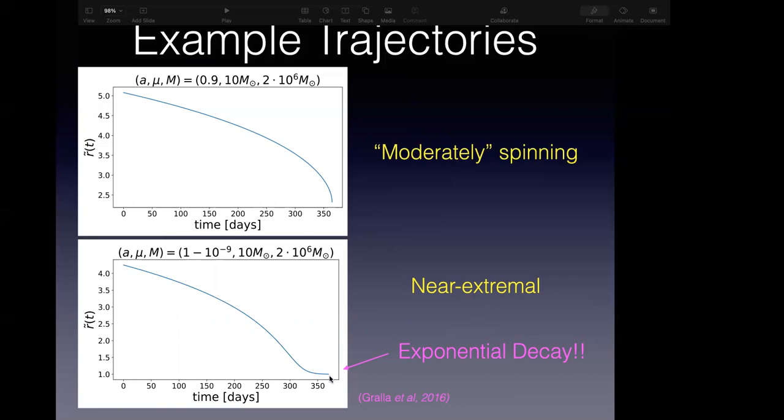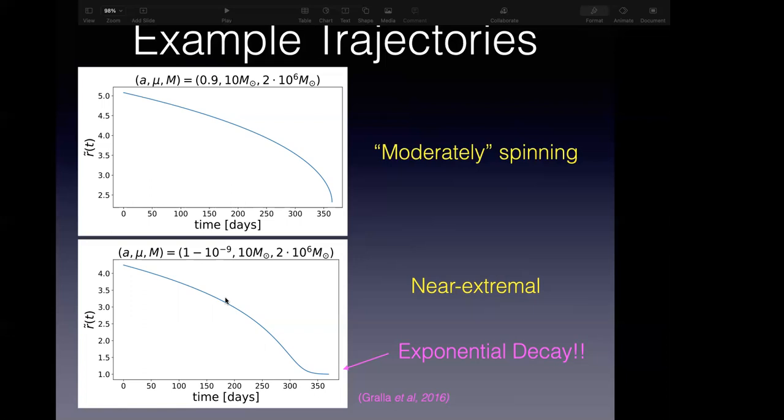And then if you were to work with the near-horizon extremal Kerr spacetime, you can actually show this exponential decay using the formula for the flux that Gralla et al. came up with in 2016. So you see that there are qualitatively different features between moderately spinning black holes and near extreme black holes.